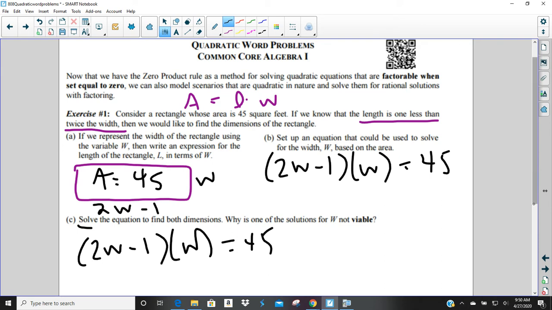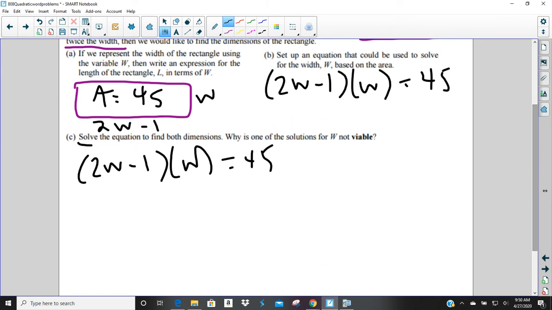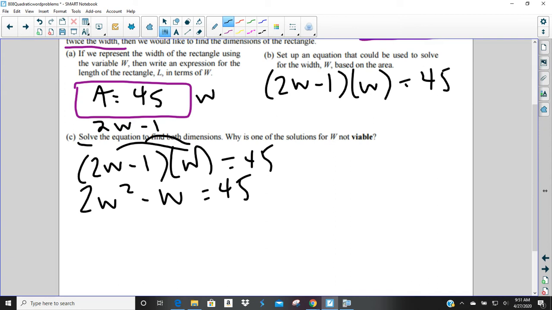Remember, what we want to do when we're solving a quadratic using factoring is get everything over to one side, standard form equal to 0. So let's first distribute the w. We get 2w squared minus w equals 45. Now I've got to get that 45 over to the left-hand side. So I'm going to subtract 45 from both sides. I'm left with 2w squared minus w minus 45 equals 0.